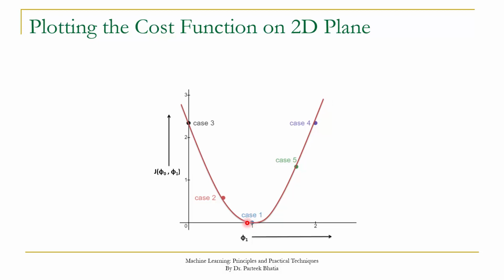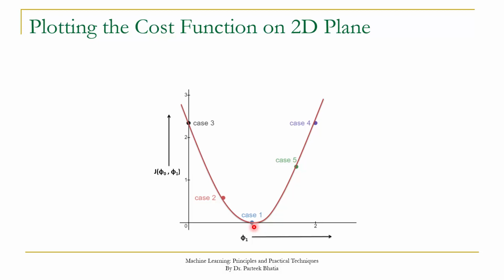And when we obtain the minimum point, it means that at that point the error is minimum. The ideal case is error should be 0. So in this scenario we are getting the error 0 at this point. And our objective is to find out the value of constant and slope when the value of error is 0. So this is the representation in 2D plane.